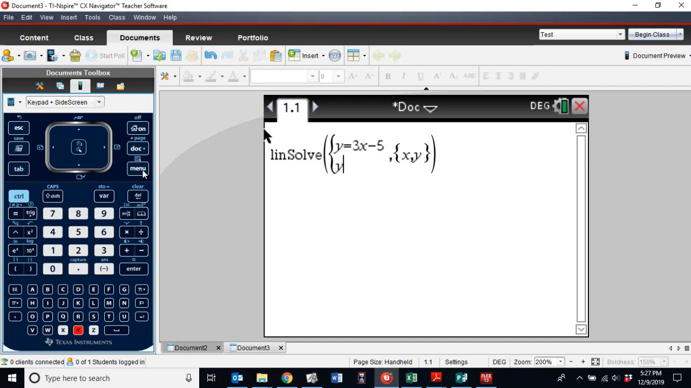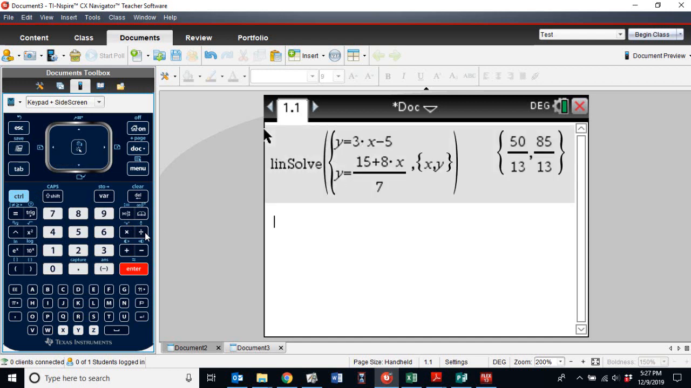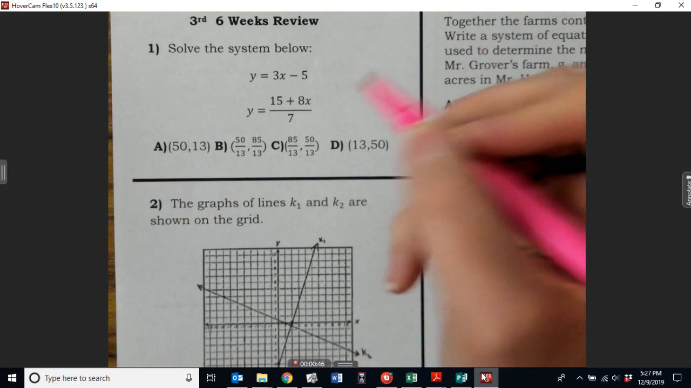But the second equation says y equals, and then you have to put a fraction before you can type the rest of it. 15 plus 8x over 7. And we get our answer of 50 over 13, comma 85 over 13. And so my answer here was B.